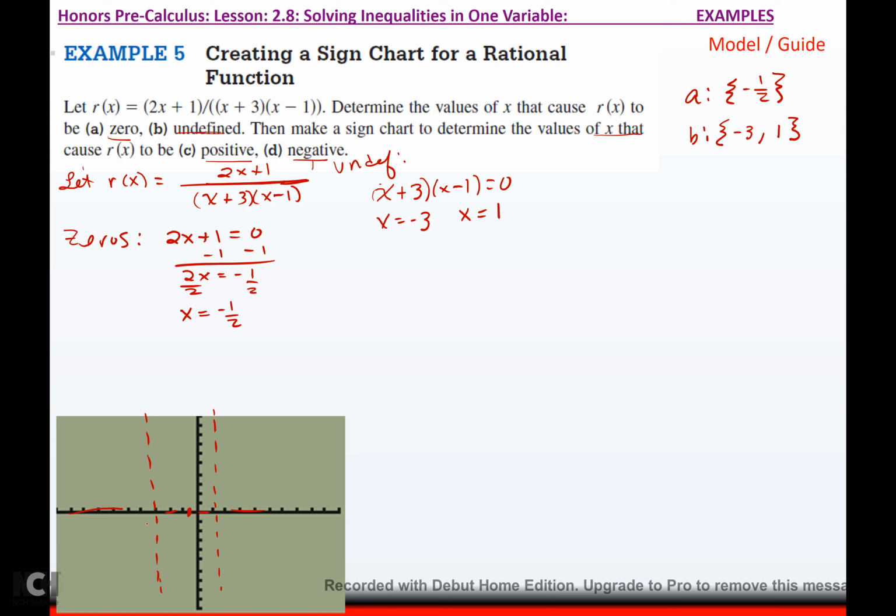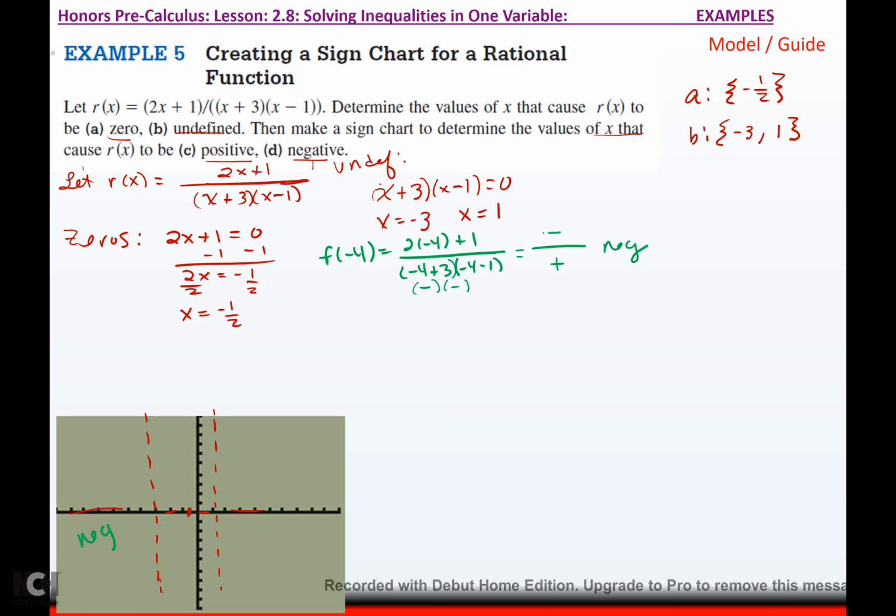Okay, so if I pick something down here, let's pick -4. So if I find f of -4, I would have 2 times -4 plus 1 over -4 plus 3 times -4 minus 1. On top, 2 times -4 is -8 plus 1 is going to be negative. I don't really care about the number. On bottom, this is going to be a negative, this is going to be a negative, times a negative is a positive. And a negative divided by a positive is going to be negative. So this section is going to be negative.